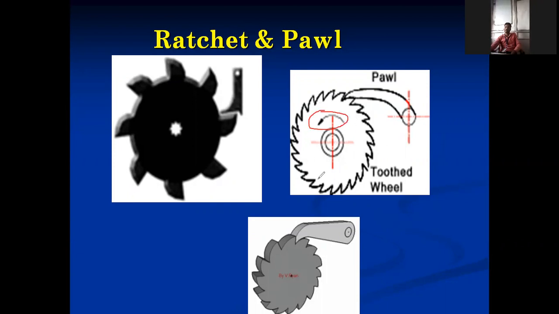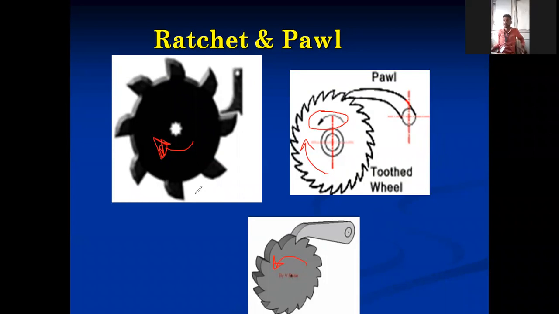If at all you try to move in this direction, locking will happen. येते का लक्षात? Here also you can see in this component, rotation will happen in this direction only, not in the opposite direction. So that is the purpose: one direction power transmission. If you try to rotate in the opposite direction, it will not happen.